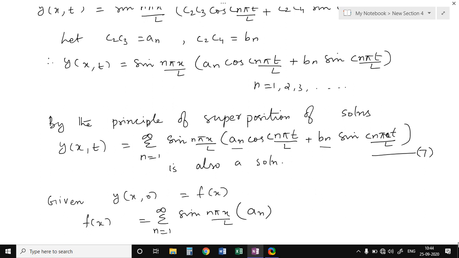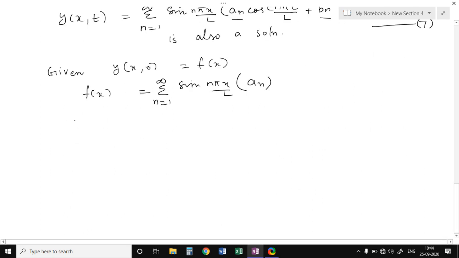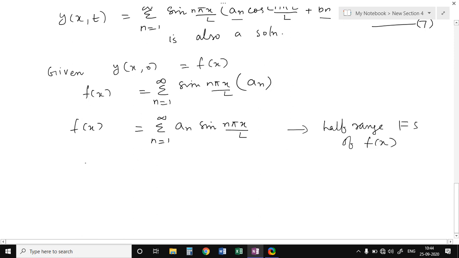So then I will rewrite this in this form. Therefore f(x) is sigma n varies from 1 to infinity an sin(nπx/l), and we know that this is a half range Fourier series of the function f(x). Therefore the Fourier coefficient an can be found by using the formula 2/l integral 0 to l f(x) sin(nπx/l) dx. And now I'll take it as the 8th equation.